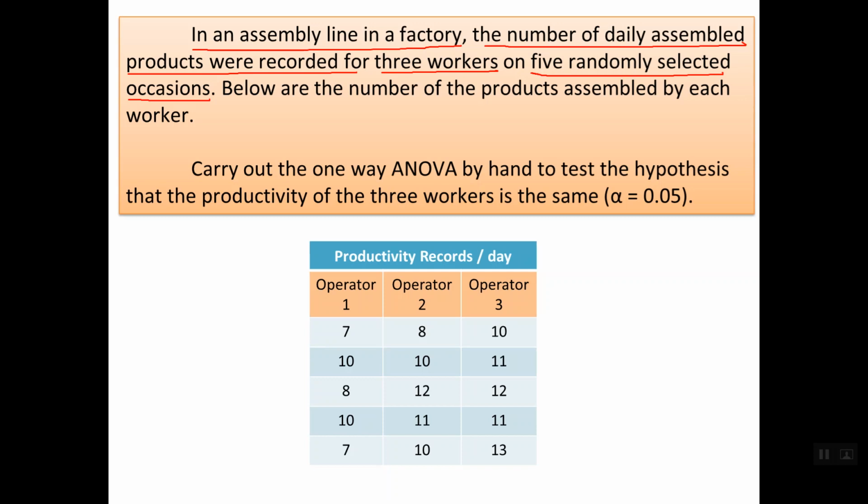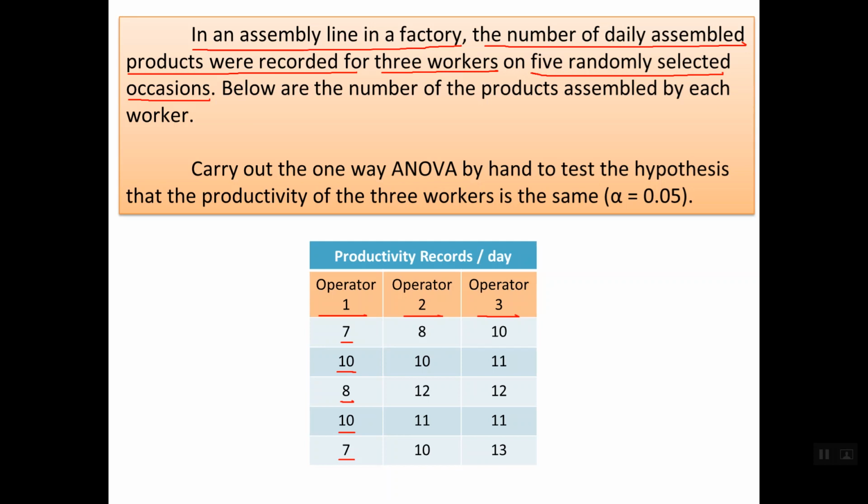Below are the numbers of products assembled by each worker. So below here we have this table. This table is the productivity record for each operator in one day. We have 3 operators, operator number 1, operator number 2, and operator number 3. And below here we have the data or the observations. For example, these are the observations for operator number 1. In one day, operator number 1 assembled 7 products. On another random day, he assembled more. He assembled 10. On the third day, he assembled 8, and then 10 and 7.